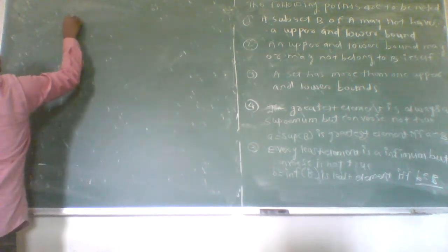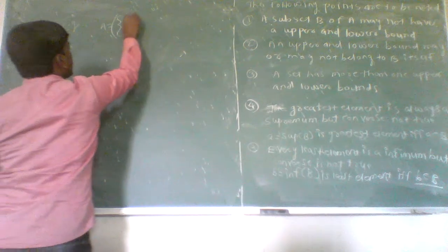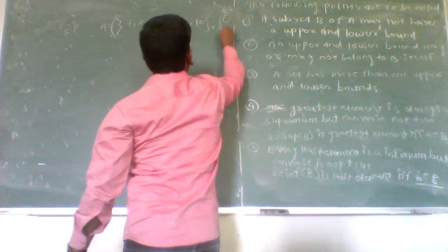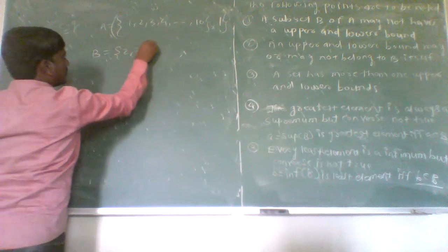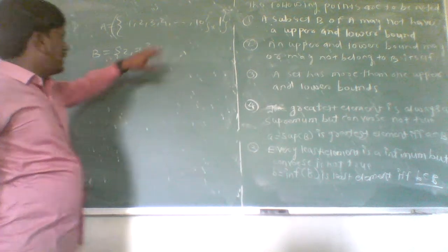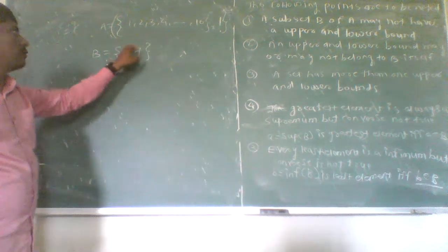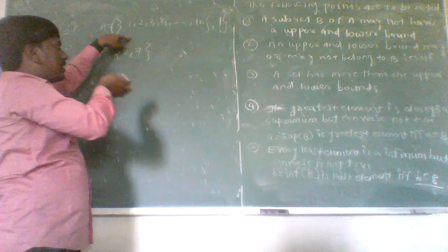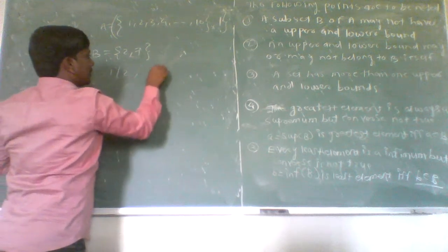For example, let us take a set A, which is a poset. It contains the elements 1, 2, 3, 4, up to 10, and division is the partial order defined on that set A. Now let us take a set B equal to {2, 7}. We have to find the upper and lower bounds. For an upper bound, we need an element which both 2 and 7 divide, and there is no such element. For a lower bound, we need an element which divides both 2 and 7, and 1 is the element which divides 2 and also divides 7.